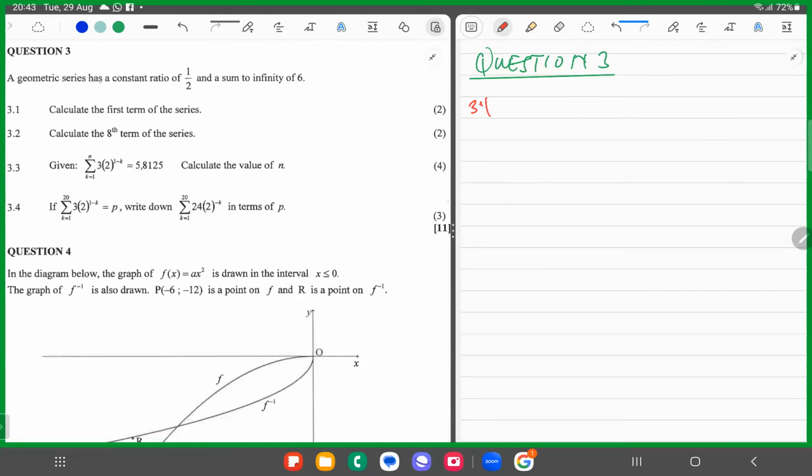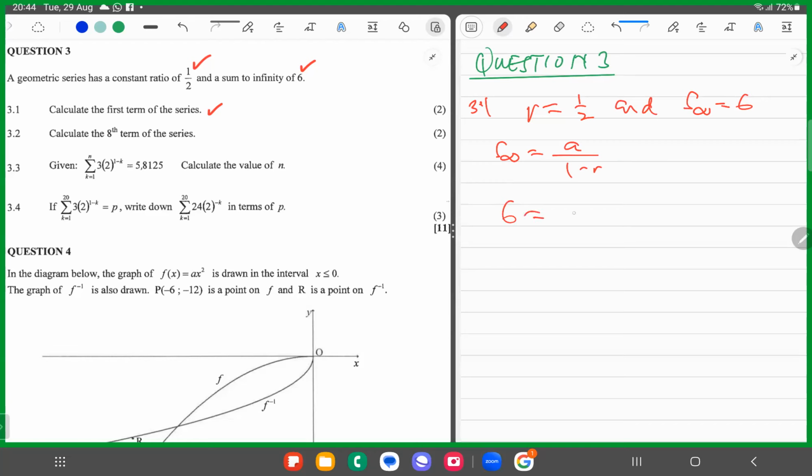Okay, here we're given a geometric series with a constant ratio of 1/2, and the sum to infinity is 6. Calculate the first term of the series. So let's find the first term of the series here. Very, very straightforward. We've been given that the constant ratio is 1/2, and the sum to infinity is 6, which means the sum to infinity is that.